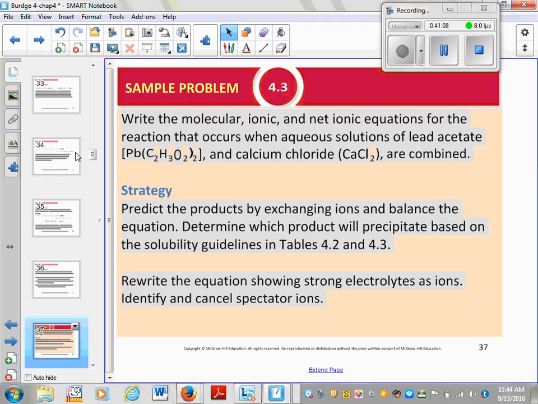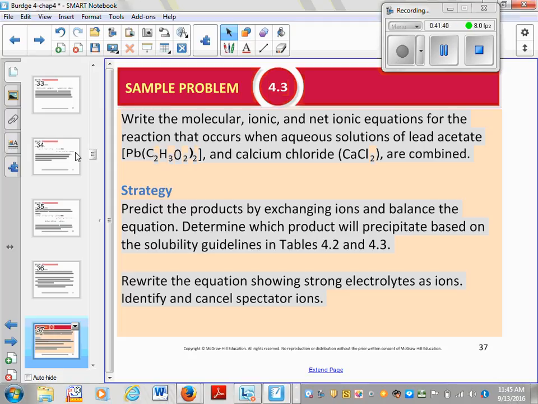We know chlorides are soluble. Is there an exception? What's the exception? Is lead one of the exceptions? Pb2 plus? Oh, so it's not going to be soluble. So lead chloride is going to be what state of matter? Solid. So now we have our molecular equation.